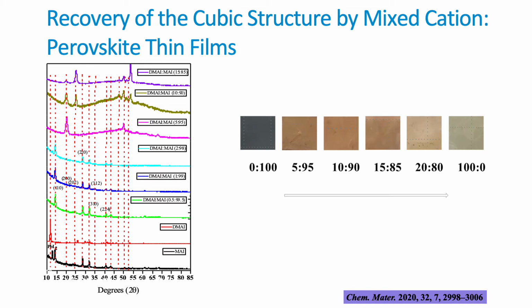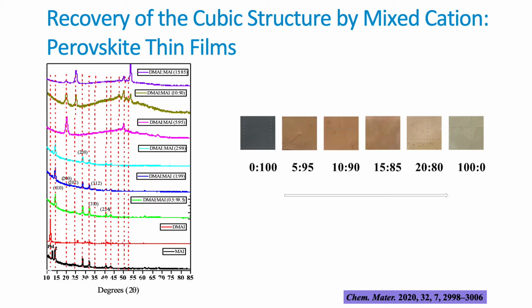This work is inspired from the computational work. We mix double cations, which are methylammonium and dimethylammonium. We added them in different ratios to get the cubic structure, which is the more stable one.